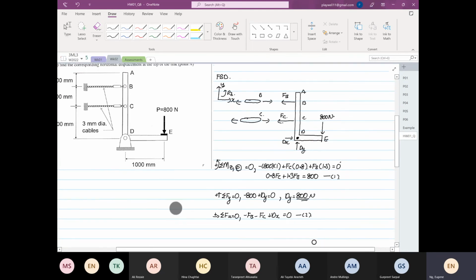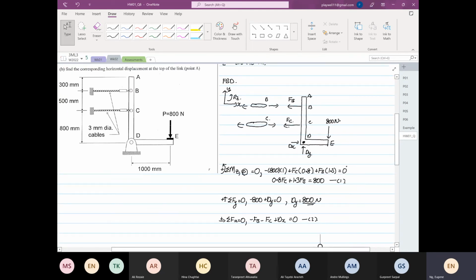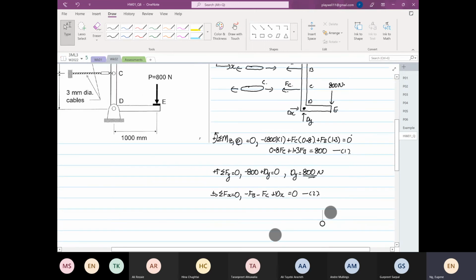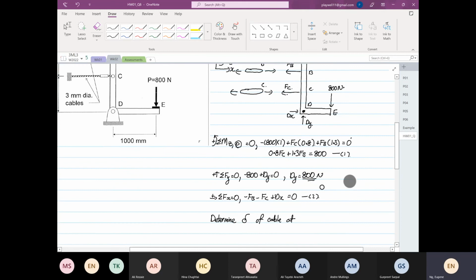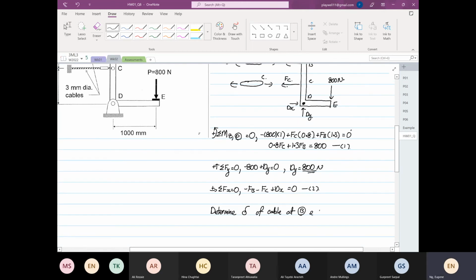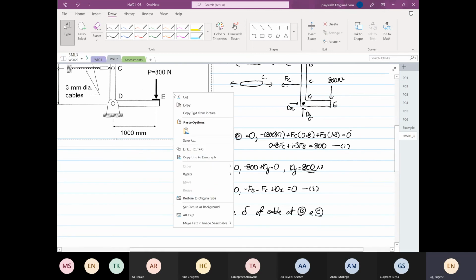But you don't need to do this. Okay, so for today we learn about statically indeterminate also, but for this problem you don't need to allow the thing to expand or contract. Okay, you don't need to do that. Why? Because the next thing we're going to do, we're going to determine the deflection of the cable at point B and C. That's all you need to do. Okay, so we're going to do that.